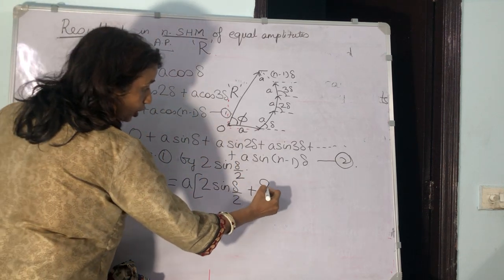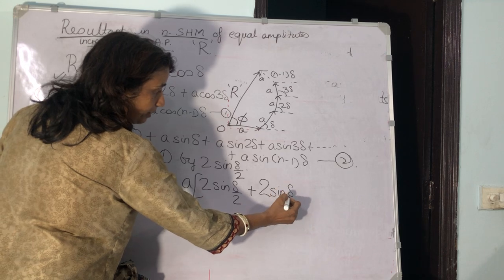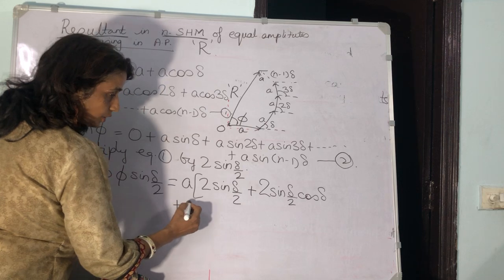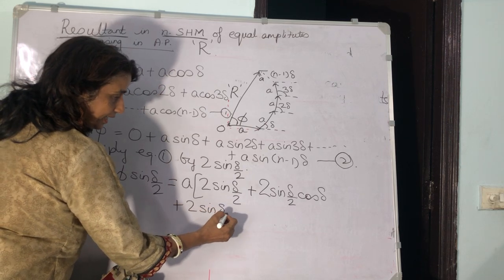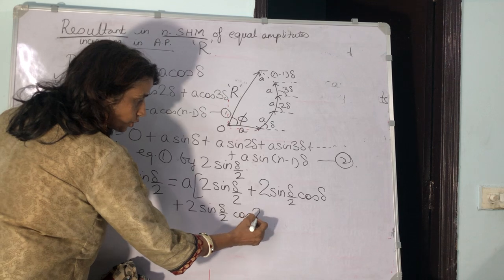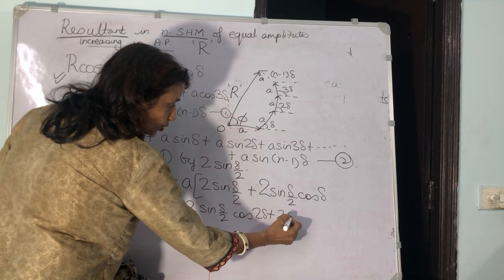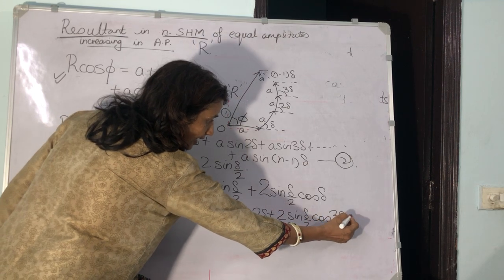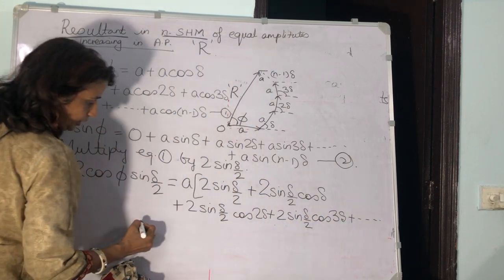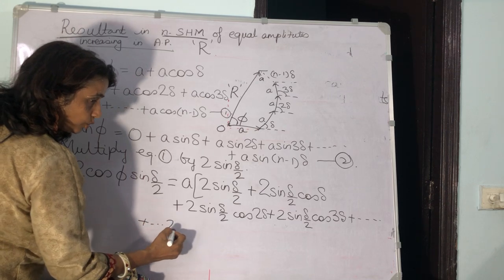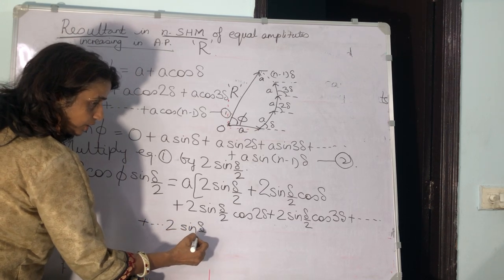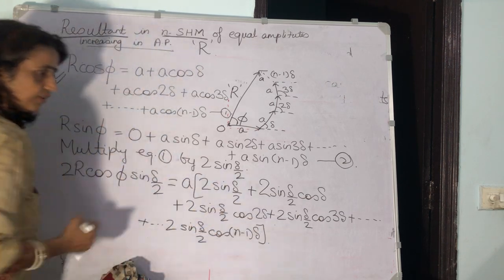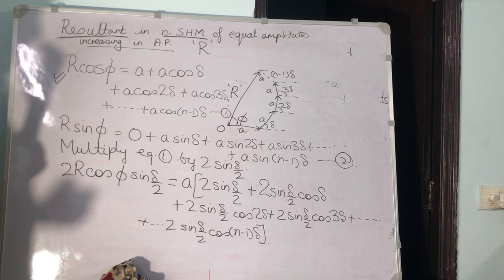So this becomes 2 sin del by 2 cos del plus 2 sin del by 2 cos 2 del plus 2 sin del by 2 cos 3 del plus and so on with our series, 2 sin del by 2 cos n minus 1 del. We are just making up the series, that is all.